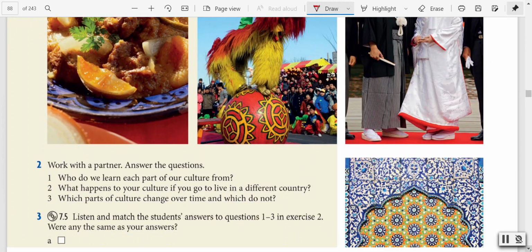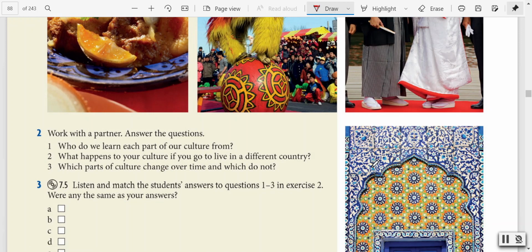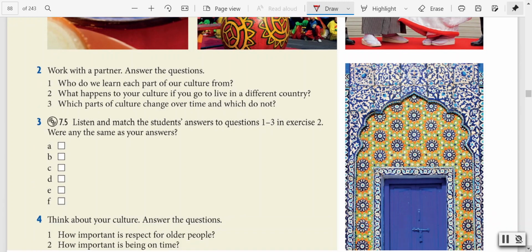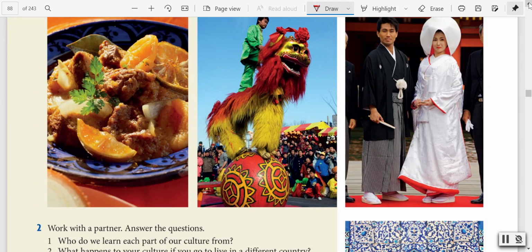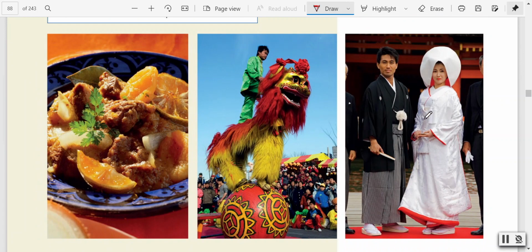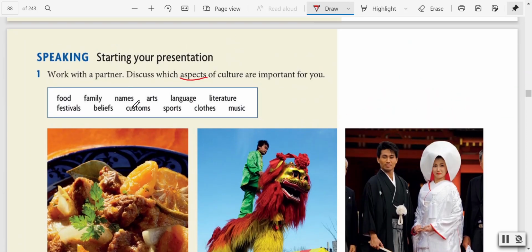For example, while you see this decoration, you know that is Persian or Iranian decoration, and you can recognize this. Why? Because of their culture. The culture said that this one belongs to which one, or by clothes you can recognize this one belongs to which country or which community. And also by foods you can know which food belongs to which country. It means these aspects are very important for culture.